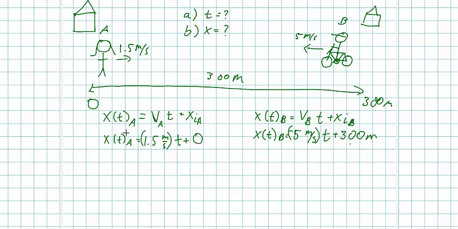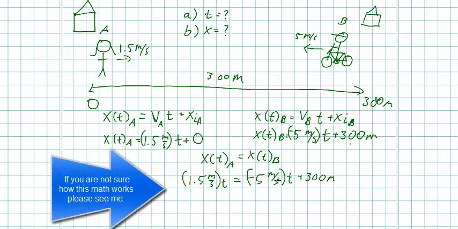Now that we have the two functions, we can figure out where they're going to meet. If you think about it, the position as a function of time for Abby and the position as a function of time for Ben are going to be the same for whatever this time is. So this is going to equal this, right? This means that their positions are the same. This is where they're going to meet. So if these two things are the same, then the equations that they are equal to are going to be the same as well. So 1.5 meters per second times t is equal to negative 5 meters per second times t plus 300 meters. Right?